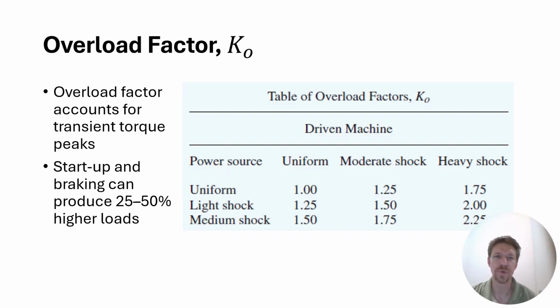First off, of those four, the overload factor takes into account transient torque peaks. So not everything is always consistent, always running smoothly all the time. There's startup and shutdown. And during those cycles, there can be overload on the gear. So we've got a matrix of overload factors based on whether or not the power source is uniform, light shock, or medium shock, and whether or not the driven machine is uniform or moderate shock or heavy shock. You put those two together and you can get your overload factor.